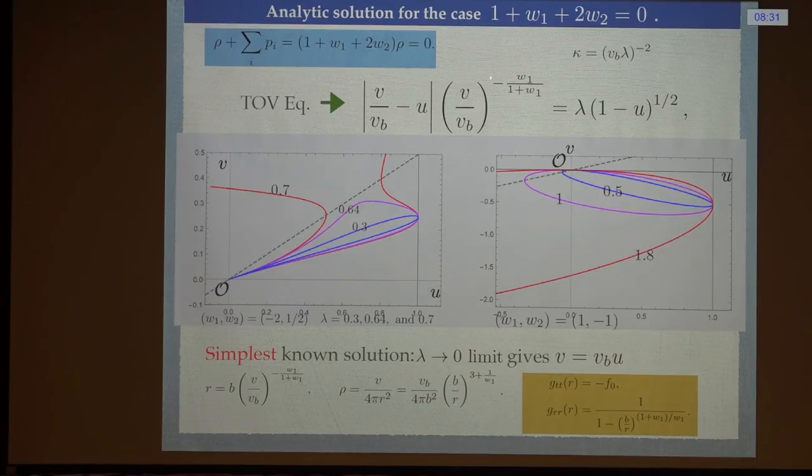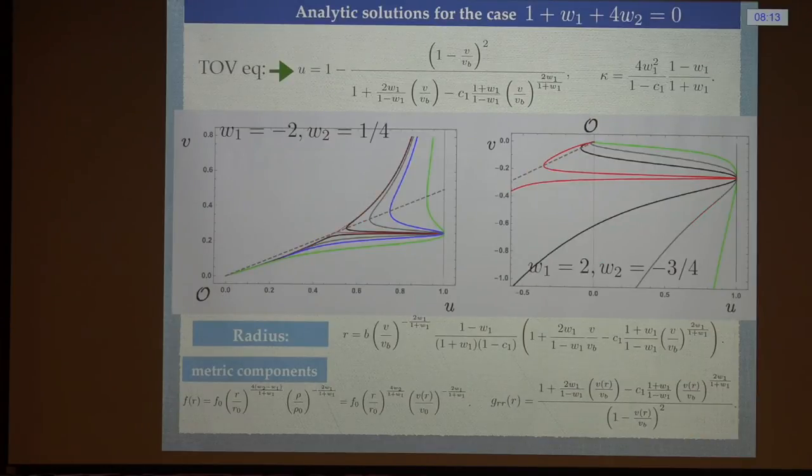In fact, the simplest case, lambda equal zero, is known from before. Then the solution is just V equal VB equal U, this linear one, and the radius takes this form, then the energy density and the metric take this form. This is an already known solution in the literature. And another analytic solution is possible for these cases, and the solution takes these forms, and each solution curve takes this form. So one end is asymptotically free, the other end is singular.